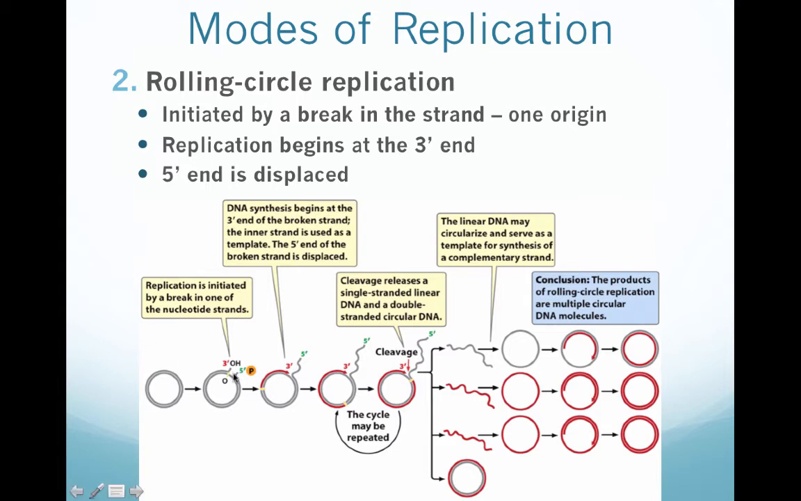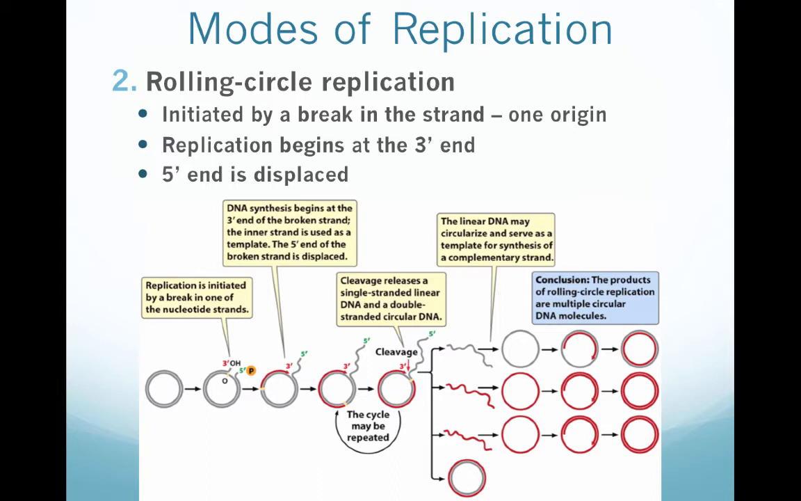So that break that we see is actually going to be on that outside strand. And again, these are oriented 5' to 3' with that additional OH group and the phosphate group helping that process. So as that break begins to become more prominent, DNA synthesis is then going to begin at the 3' end of the broken strand. Okay, so DNA synthesis is going to begin at the 3' end of the broken strand. And then the inner strand is actually used as the template or the original strand to make the copy from. And finally, the 5' end of the broken strand is going to be displaced.